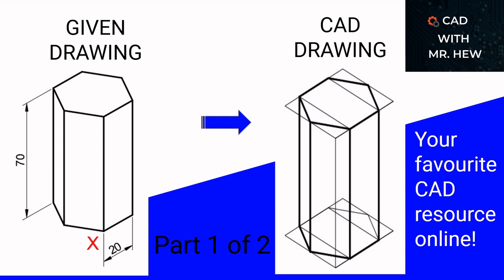On the left of the screen is a given isometric drawing of the hexagonal base prism, and the lowest point is indicated by the red X, and that is the lowest point of the drawing. The drawing on the right, which is labeled CAD drawing, is our CAD solution. We use the AutoCAD software to produce a CAD drawing.